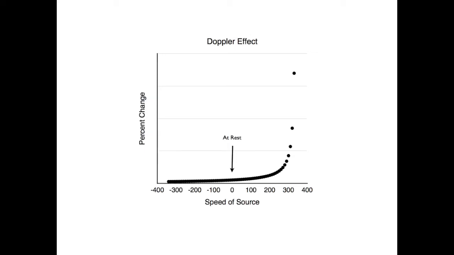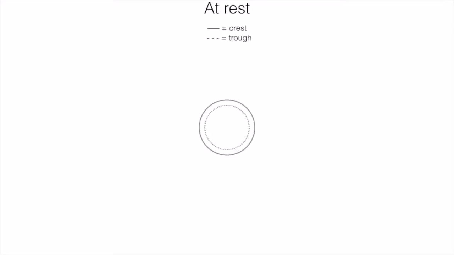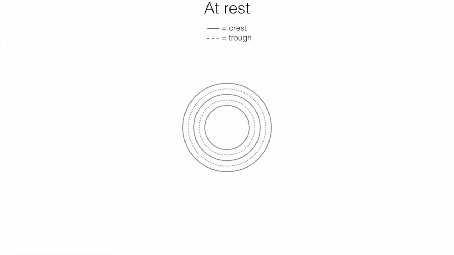This graph illustrates sound wave frequency change as a product of speed. We will refer back to it as a roadmap for comparing different scenarios. When a source of sound is at rest, its waves behave normally and predictably. This animation shows sound waves coming from a still source at even intervals.